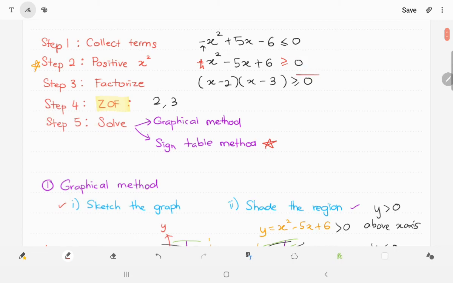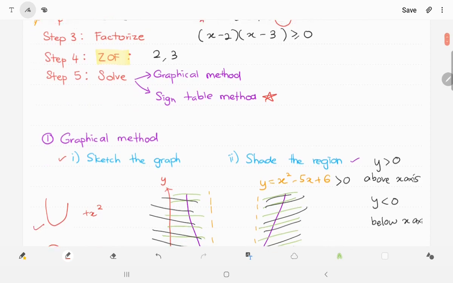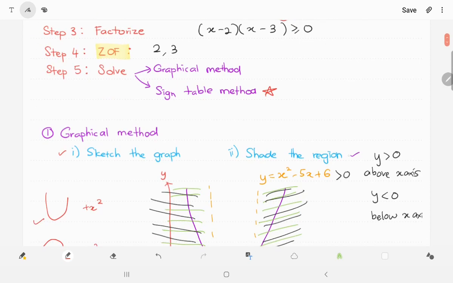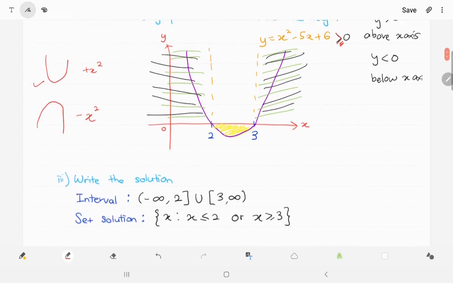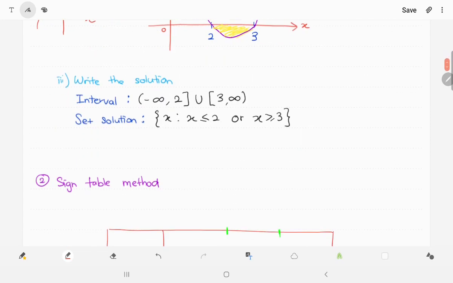The sign here is greater than. So greater than means y greater than or equal to 0. It doesn't matter equal or not. If it's greater, it means you need to shade the upper region.